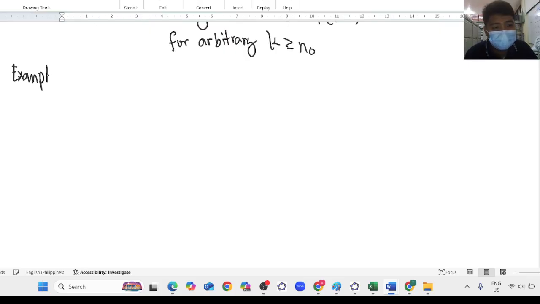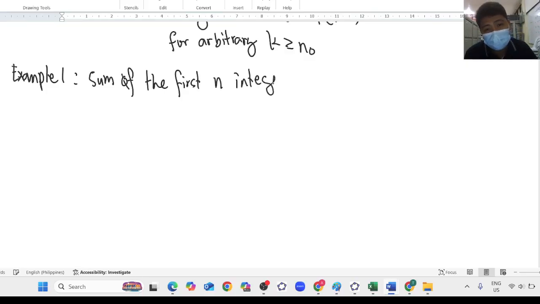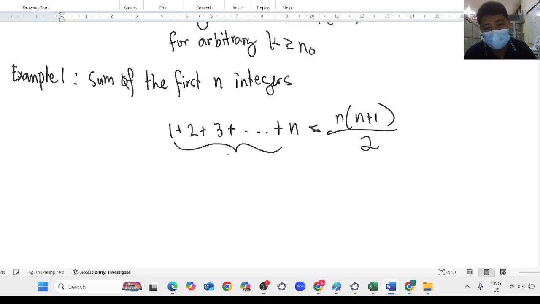Example 1. Let's consider the sum of the first n integers. That is given by 1 plus 2 plus 3 and so on up to n, and that is equivalent to the most well-known formula by Gauss, n times n plus 1 divided by 2. Take note, we can relate this to the summation of i, where i goes from 1 to n.